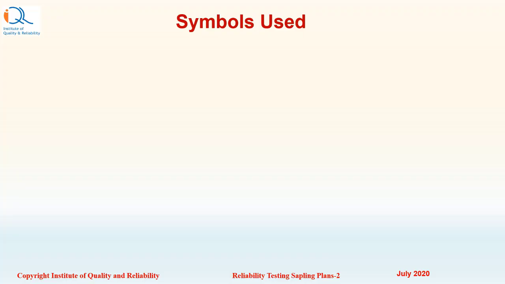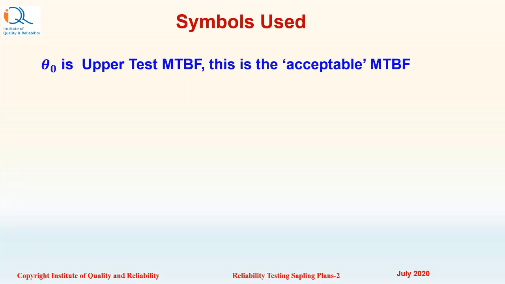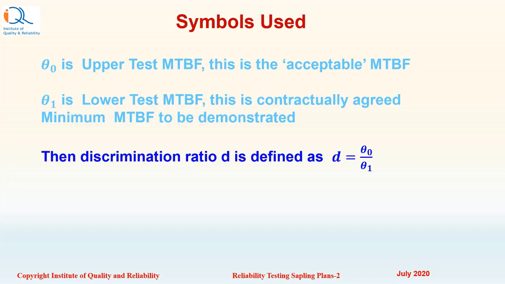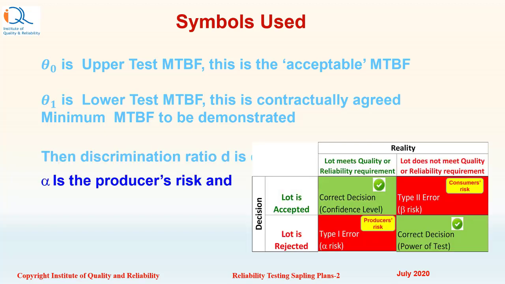Let us see the symbols used in the standard. Theta 0 is the upper test MTBF, which is the acceptable mean time between failures. Theta 1 is the lower test MTBF, which is the contractually agreed minimum MTBF to be demonstrated. Then the discrimination ratio D is defined in the standard as D equals theta 0 upon theta 1. Alpha is the producer's risk and beta is the consumer's risk.